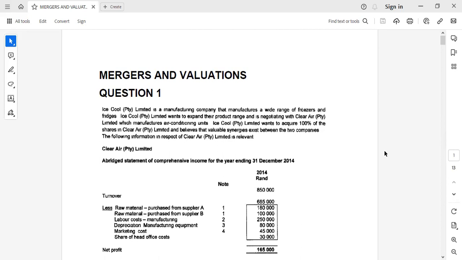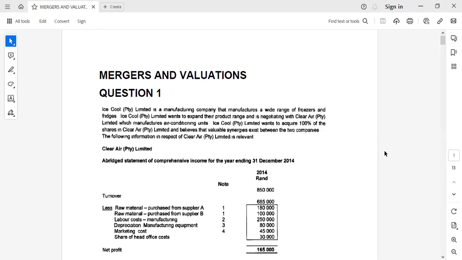Right. iSchool Private Limited is a manufacturing company that manufactures a wide range of freezers and fridges. iSchool Private Limited wants to expand their product range and is negotiating with Clear Air Private Limited, a manufacturer of air conditioning units. So you can see that these businesses are related. This one is producing freezers and fridges, and this one has air conditioning units. iSchool Private Limited wants to acquire 100% of the shares in Clear Air Limited and believes that valuable synergies exist between the two companies. Right?